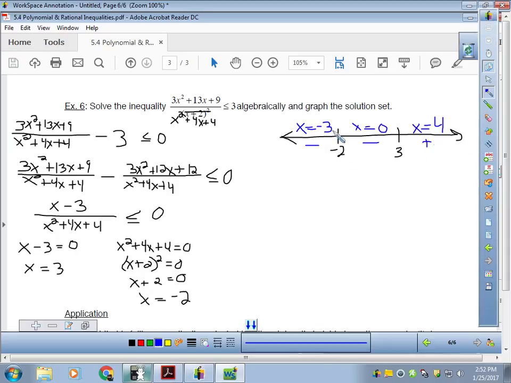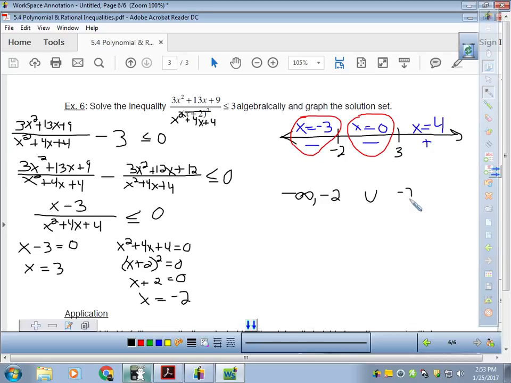So there's our solution set. If we look at our inequality, it's less than or equal to 0. Less than means we want negative. So that means I want this interval and I want this interval. The first interval goes from negative infinity to negative 2. I'll have a union, and then the second interval goes from negative 2 to 3.